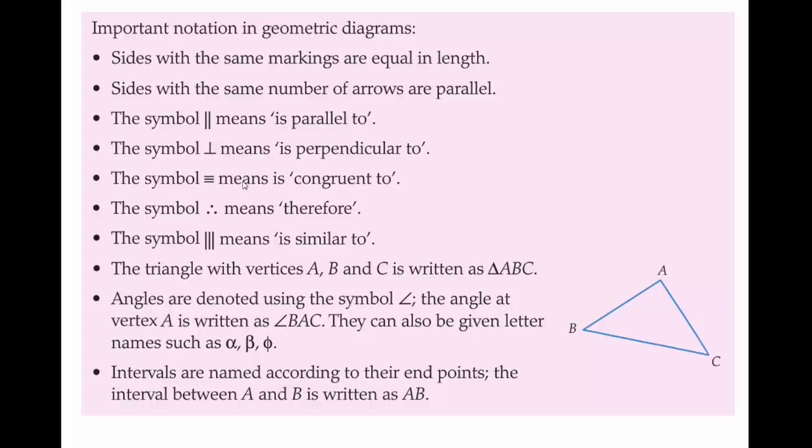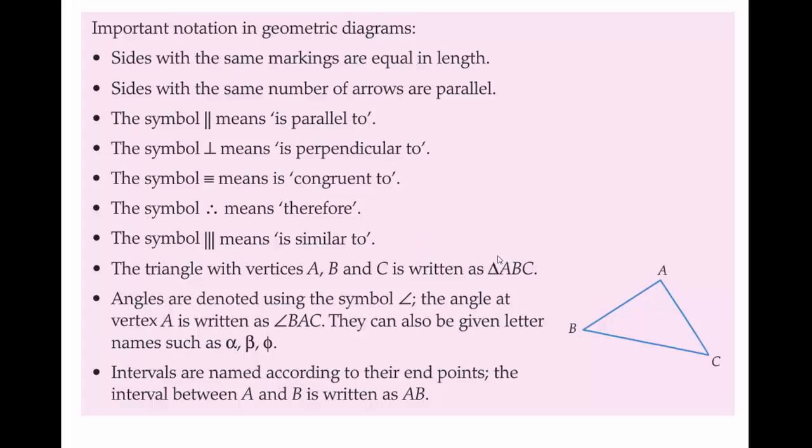To say perpendicular really quickly, it's like the upside down T. The 3 lines means congruent to. Therefore, they're exactly the same. Therefore is 3 dots. And 3 vertical lines means similar to. So the triangles might be similar, but they're different sizes, for example.